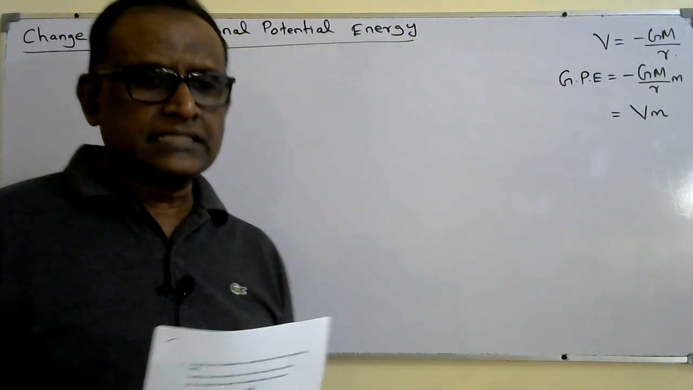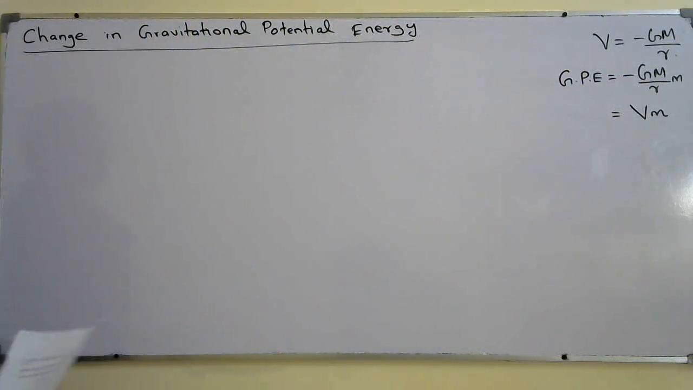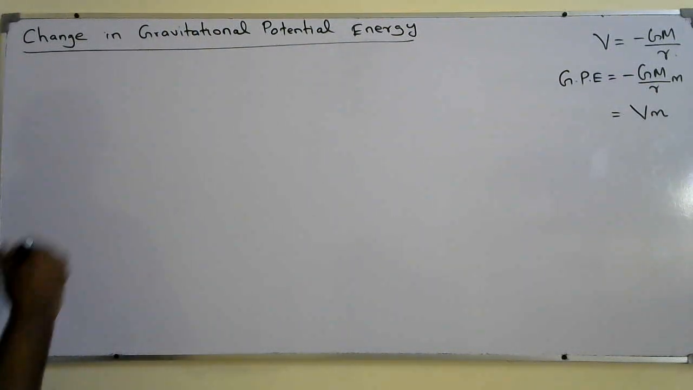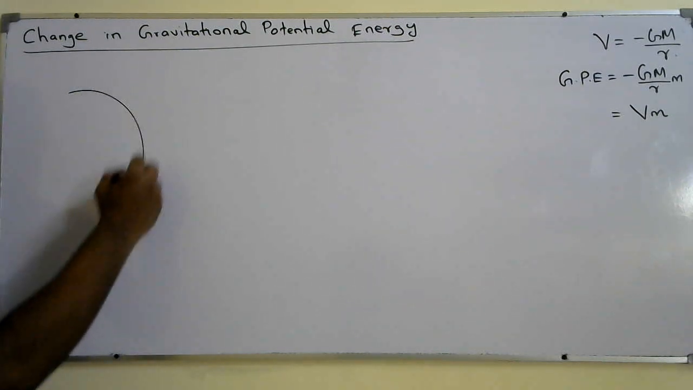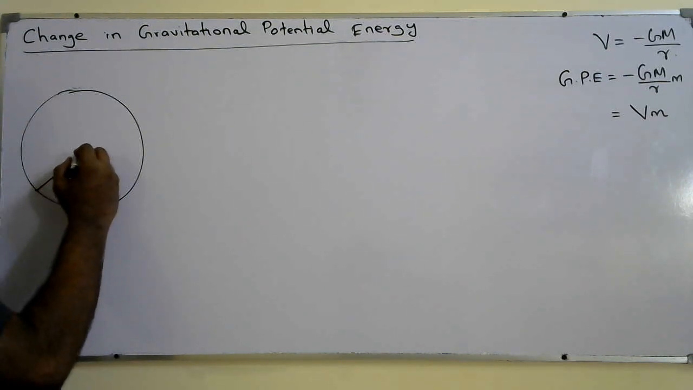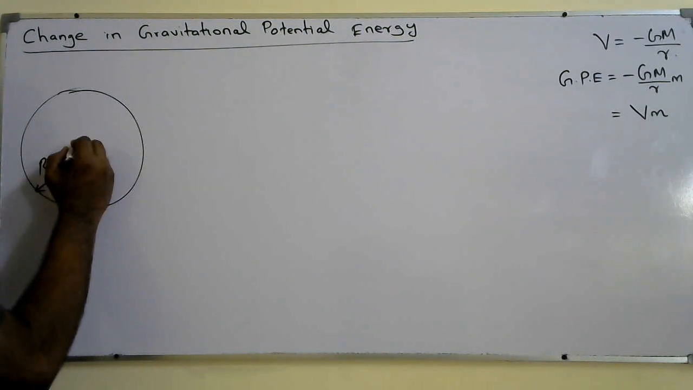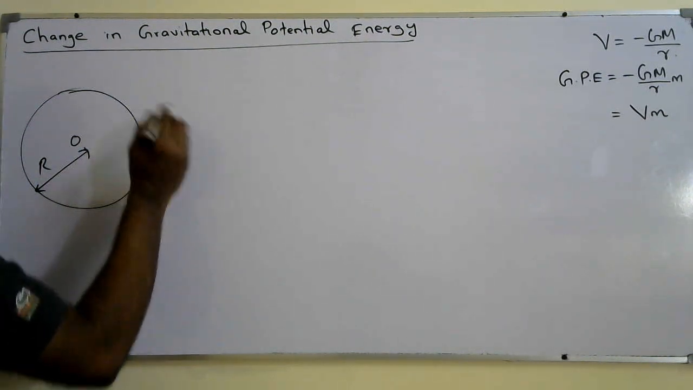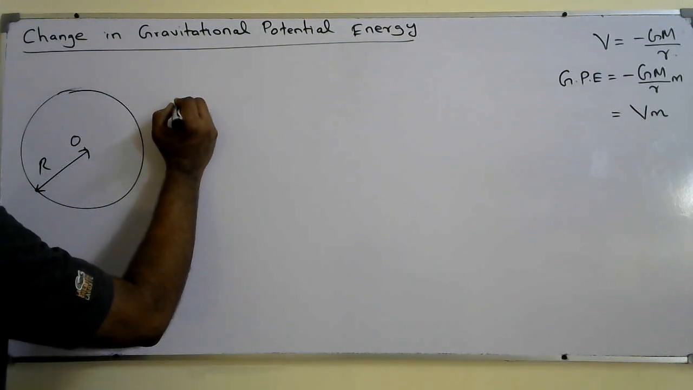Okay, so for example, there is a planet. The radius of the planet is r. The center is O. The center of the planet is O. So an object of mass m is moved from point P1 to point P2.